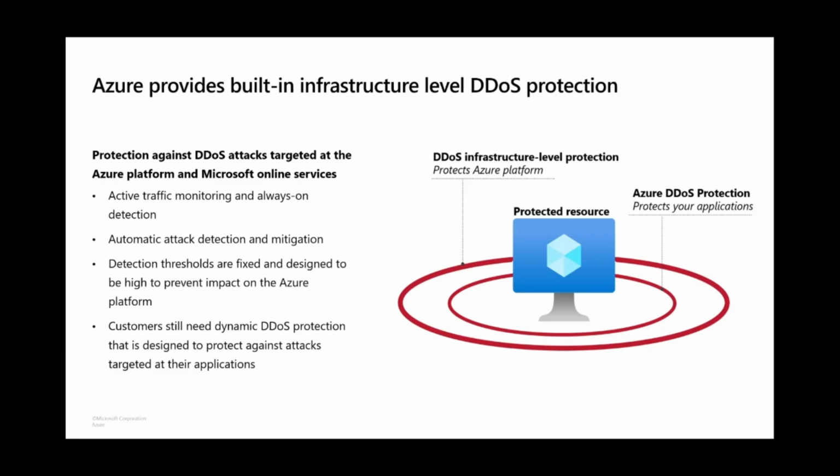But if there is, let's say, a targeted and smaller attack, and let's say if it's an attack of only like 400,000 packets per second, and let's say it's a TCP flood attack on a web service that you're running, for Azure, it's just normal traffic.